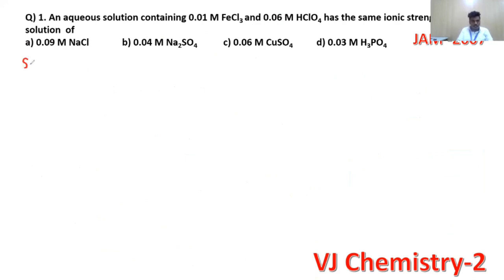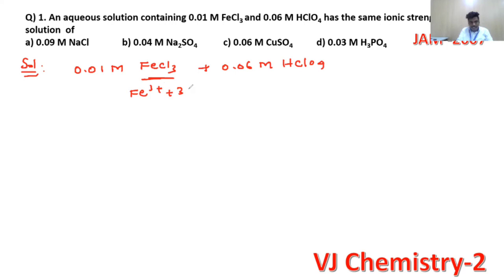Okay. What does the solution mean? Listen. They're containing what? 0.01 m FeCl3. This is a solution, right? Then plus what? 0.06 m of KClO4. Okay. Now, what is the charge ratio? Fe3+, 3 Cl-. What is the charge ratio? H+, ClO4-. KClO4. Okay. Sorry.